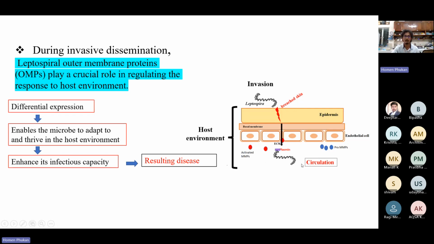through the circulation. During that, the leptospiral outer membrane proteins play a crucial role in regulating the response to the host environment. How? Because they get differentially expressed, which enables the microbes to adapt and thrive in the host environment, and which can enhance its infection potential and resulting disease.